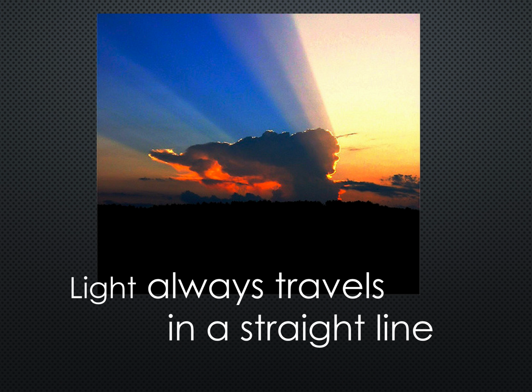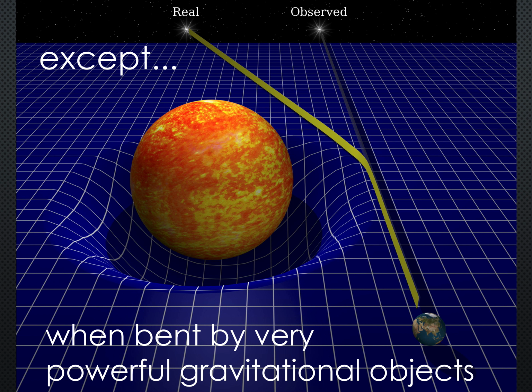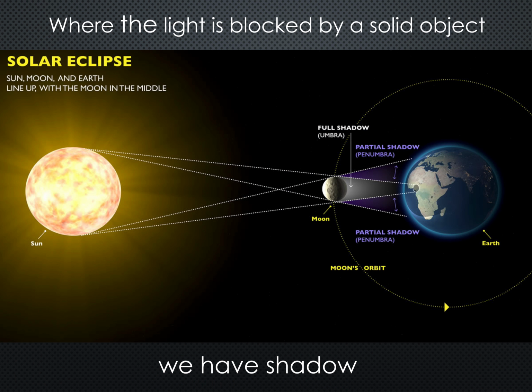Light always travels in a straight line, except at the very edge of our understanding of physics, when it's bent by a very powerful gravitational object like a black hole or a planet. Where the light's blocked by a solid object, we have shadow.